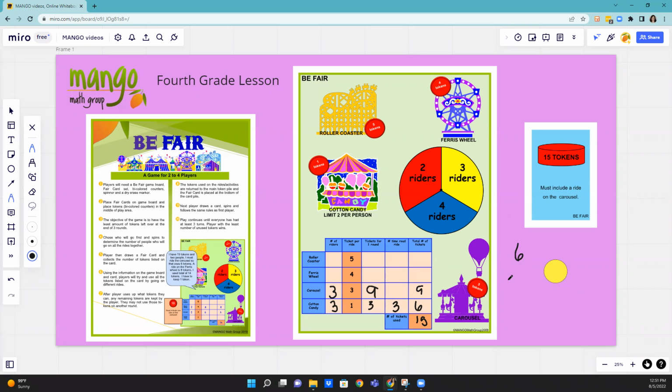So that is the game. It's fun for kids, and it shows them actually a real world setting in which they applied math.